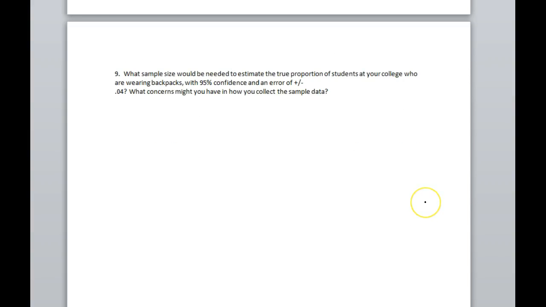Okay, and lastly, we're going to hit the last sample size one. What sample size would be needed to estimate the true proportion of students at your college who are wearing backpacks with 95% confidence and an error of 0.04? What concerns might you have in how you collect the sample data? Okay, so we'll answer both those questions, one at a time.